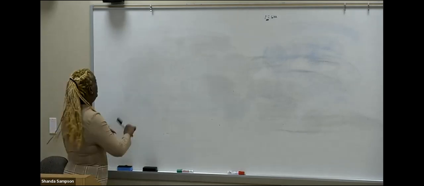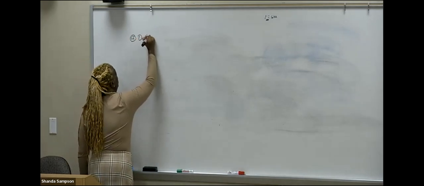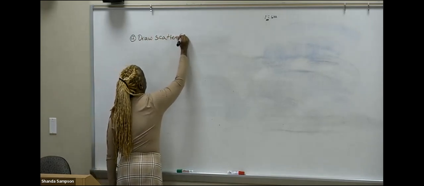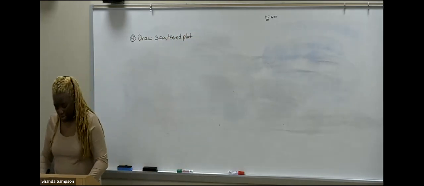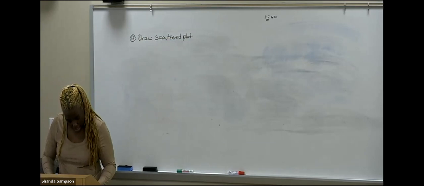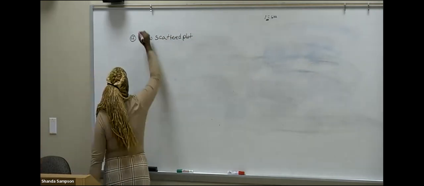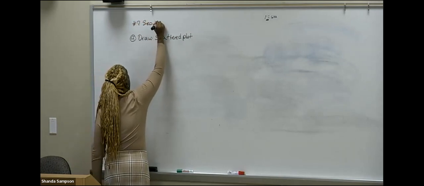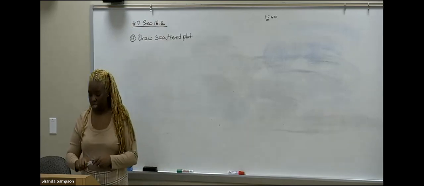So A is going to be draw a scatter plot. What number on the example was this? Are you from the book? Yes, in the book. I think it's number 7, number 7 in 12.2. Thank you. The data came from number 7.